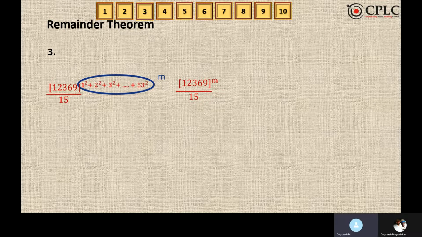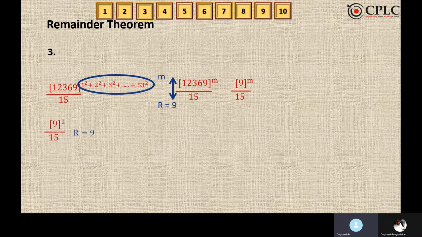When you divide 12369 by 15, you get the remainder 9. So your question becomes 9 raised to m divided by 15. What is the remainder? Now, whatever we are going to do is called pattern finding. For this pattern finding, let's consider a few examples.